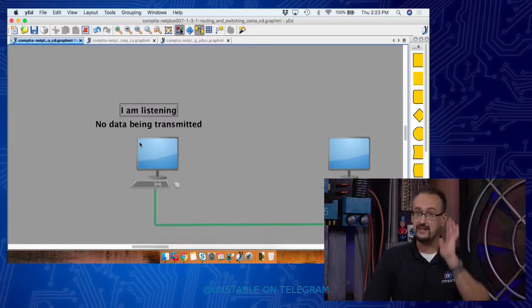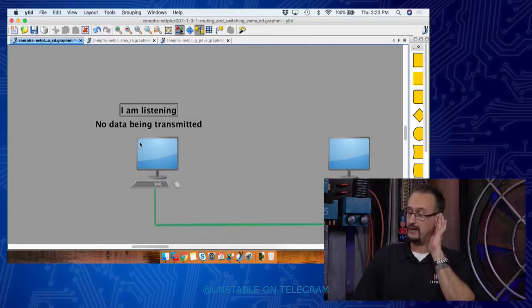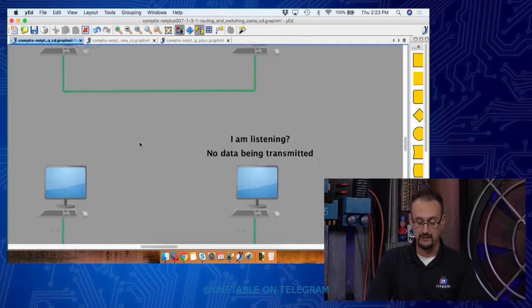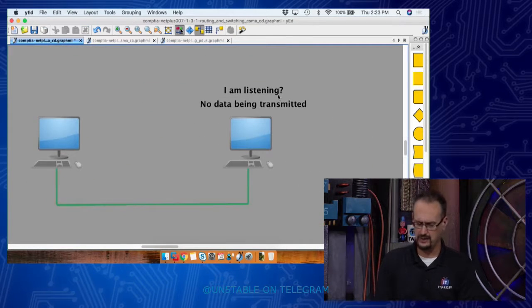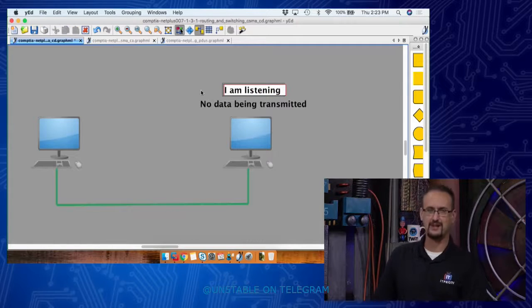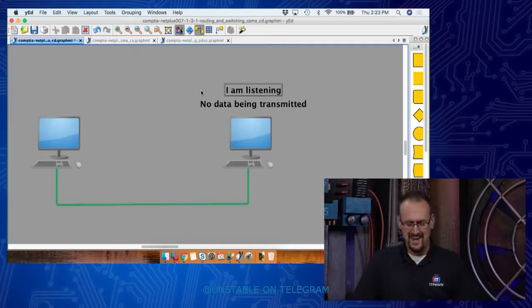Well, I'm listening out. Is there data being transmitted? Well, I don't hear anything. Well, you know what? There could be another computer doing the same thing. And again, I don't know why I got the question marks in there, so we'll fix our slide on the fly, because that never goes wrong, right?